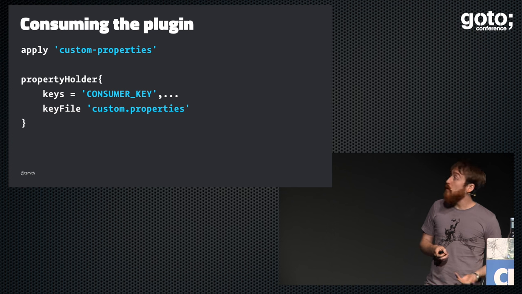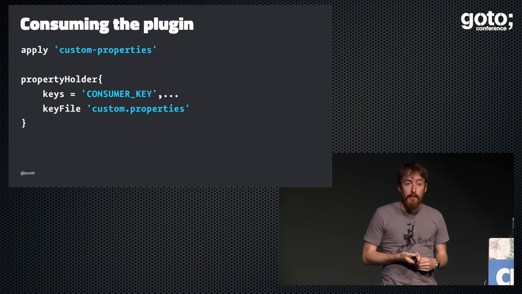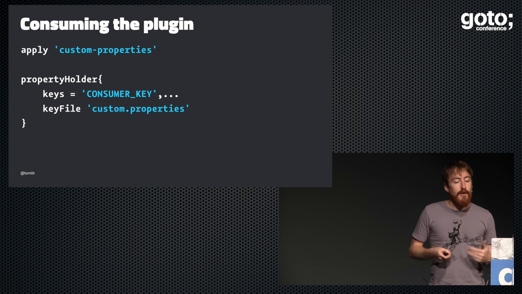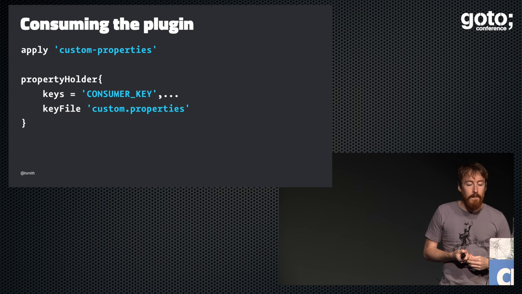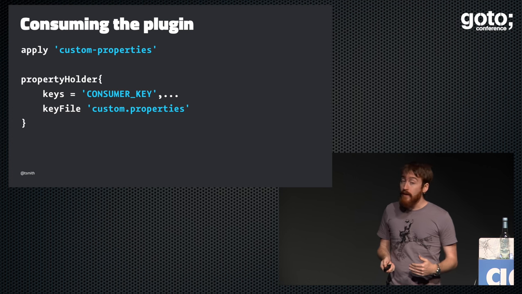Here, we can see how one would use that plugin in your build.gradle script. So there you have it, our Gradle plugin in Groovy, simplifying your use of the web API keys. Now let's see what it would look like if we try to convert that into Kotlin.